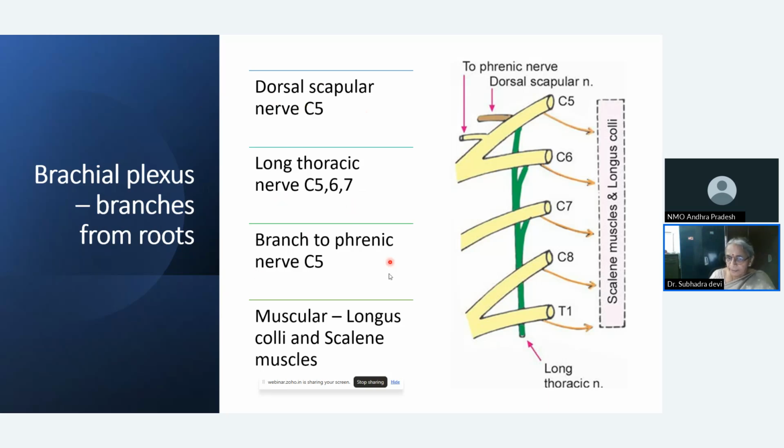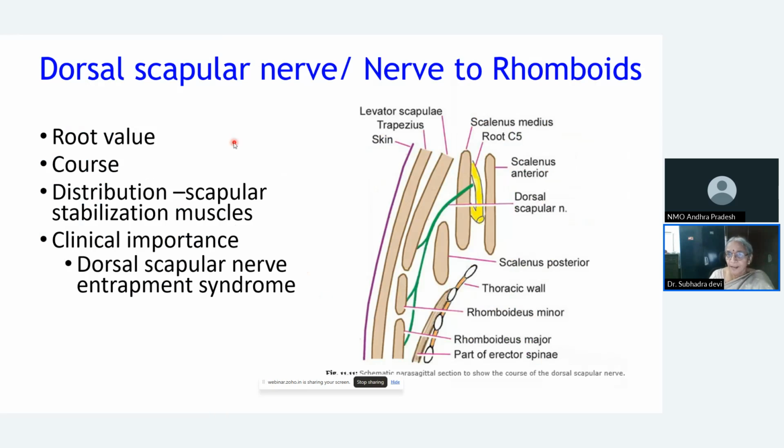Others can contribute to the phrenic nerve and the muscular branches to the longus colli and scalene muscles. And the dorsoscapular nerve is known as the nerve to rhomboids. It supplies the levator scapulae and rhomboid muscles, that is, the muscles that are concerned with stabilization of the scapula. That is another point you have to remember.